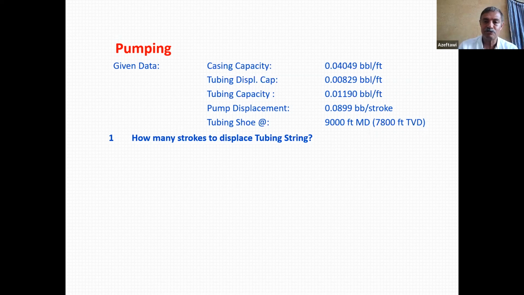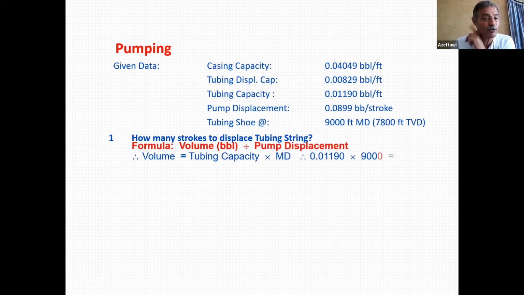So the first question here is asking, how many strokes to displace a tubing string? How many strokes should you do with this pump to get out the tubing volume? Do I have the tubing volume? Of course I have it. You have the tubing capacity. You multiply it by the measured depth. Remember, when we deal with volume, we deal with measured depths. So the tubing volume is 107 barrels.